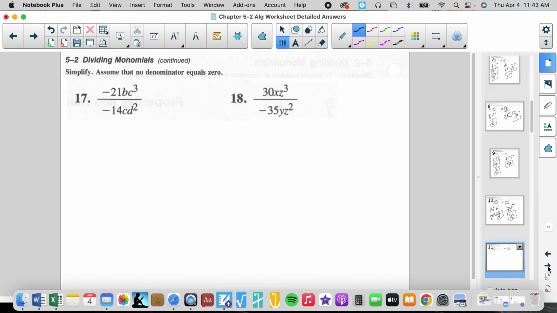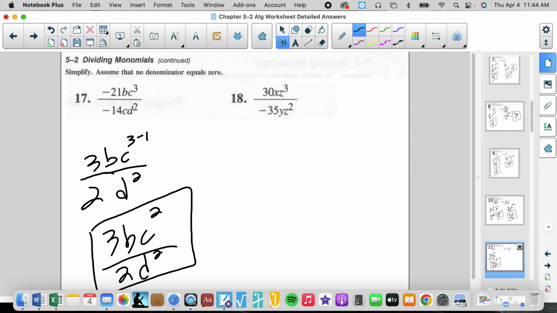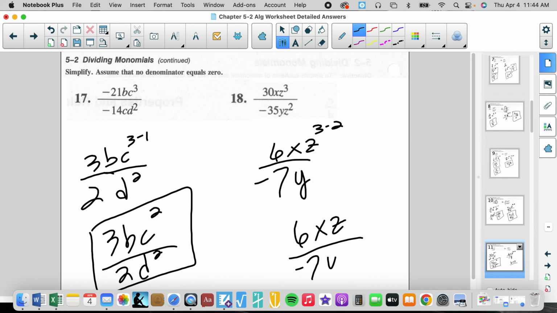Negative 21, negative 14, 7, so that's 3 over 2. B doesn't have a partner. C does, c to the 3 minus 1. D squared doesn't have a partner, so it'll stay down there. So we get 3bc squared over 2d squared. 30, negative 35, so that's 6 and negative 7. X doesn't have a partner, y doesn't have a partner, z to the 3 minus 2. So that leaves us with 6xz over negative 7y. And we wouldn't write z to the first, we just write z.